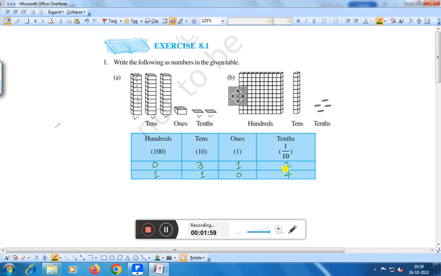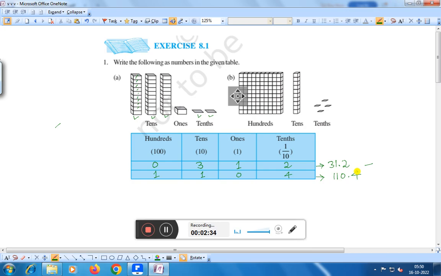What will be the value of this number? How can I write in decimal? You have to write in this way, that this number is 31.2, and this number you can write in this way, that 110.4, right? In this way you can find.